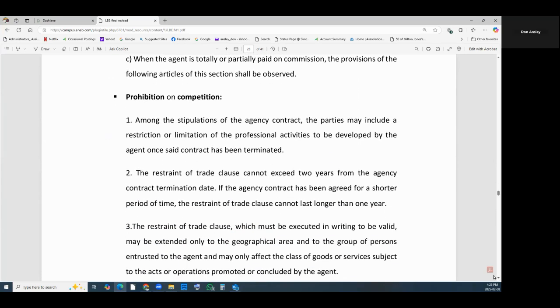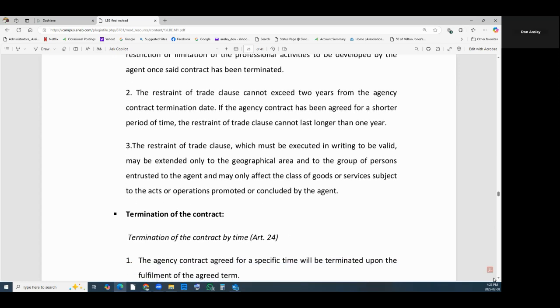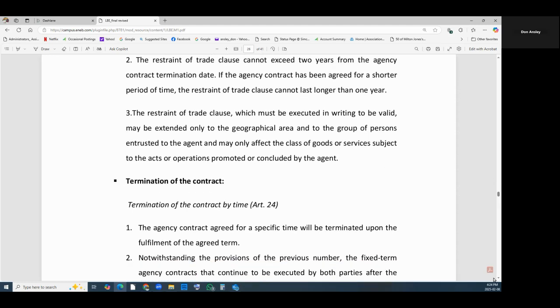So, one, among the stipulations of the agency contract, the parties may include a restriction or limitation of the professional activities to be developed by the agent once the said contract is terminated. The restraint of trade clause cannot exceed 2 years from the agency contract termination date. If the agency contract has been agreed for a shorter period, the restraint of trade clause cannot last longer than 1 year. The restraint of trade clause, which must be executed in writing to be valid, may be extended only to the geographical area and to the group of persons entrusted to the agent, and may only affect the class of goods and services subject to the acts or operations promoted or concluded by the agent.